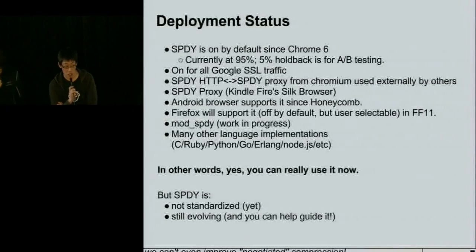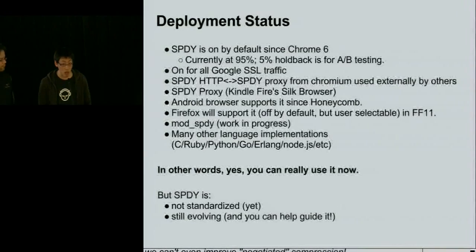So yes, current deployment status of Speedy. Speedy has been on by default in Chrome since Chrome 6. And as we discussed previously, we are running a 5% holdback so we can gather numbers. So if you're using Chrome or another Speedy capable browser like Firefox 11, then it's on for all Google SSL traffic.